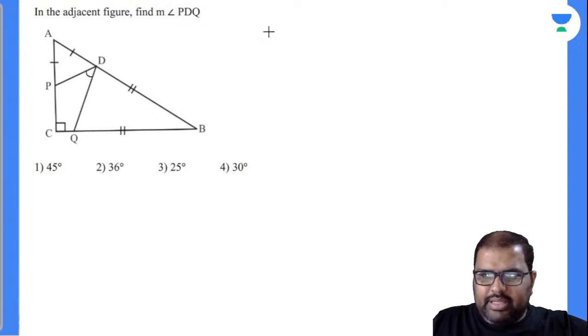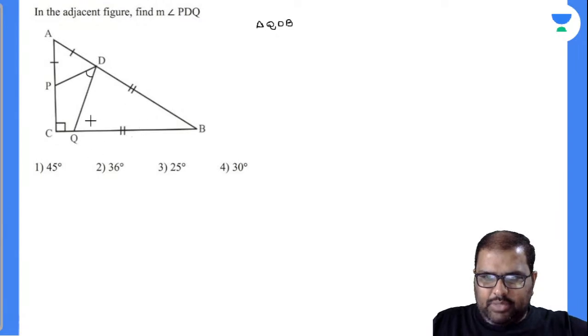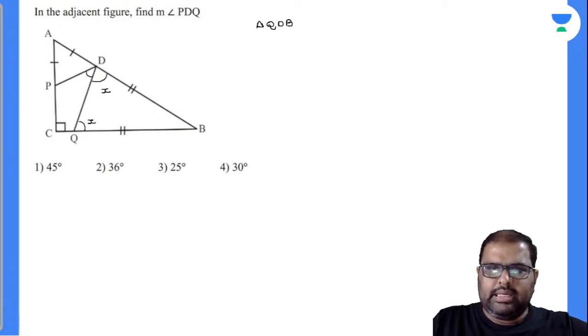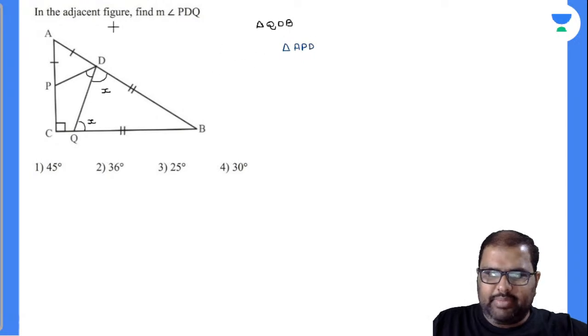Now, observe that triangle QDB is an isosceles triangle and this angle is 90. Angles opposite to equal sides will be equal. If I take this angle as x, this angle will also be equal to x. Similarly, triangle APD is also an isosceles triangle. Angles opposite to equal sides will be equal. If this is y, this will also be y.